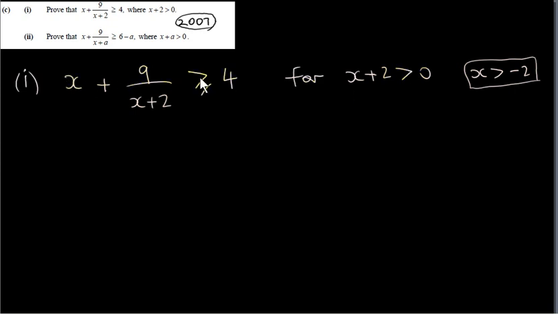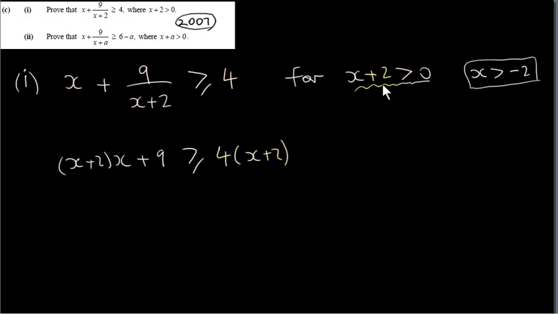Now, we want to get this inequality into a straight line. What do we do? Well, we want to cancel this x + 2. Since we're given that x + 2 is greater than 0, we can just multiply both sides of this inequality by x + 2. We don't have to consider the other case, where x + 2 is less than 0. So multiply both sides by x + 2. We have x + 2 by x, and x + 2 by 9 over x + 2. That gives 9. And then we have 4 times (x + 2). Since we're multiplying both sides by something that's positive, this greater than symbol remains a greater than symbol. So we want to show that this is true for values of x greater than minus 2.